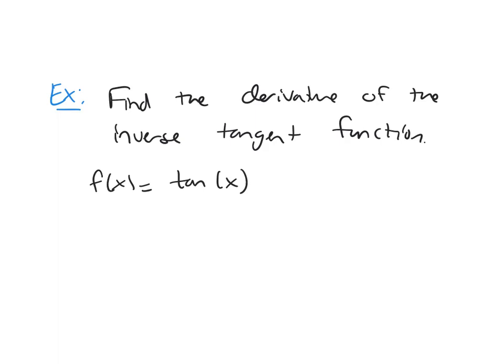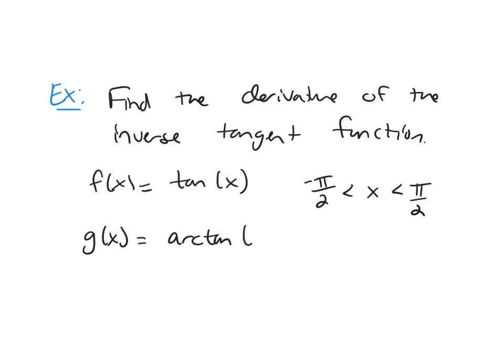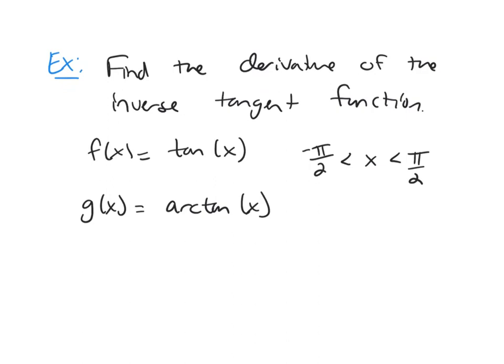And remember, we need our function to be 1-to-1 to have an inverse, and so we're going to restrict tangent between negative pi over 2 and pi over 2. And then the inverse function, which I'm going to call g, would be the inverse tangent or arctangent function. And then we want to find the derivative of this function right here.